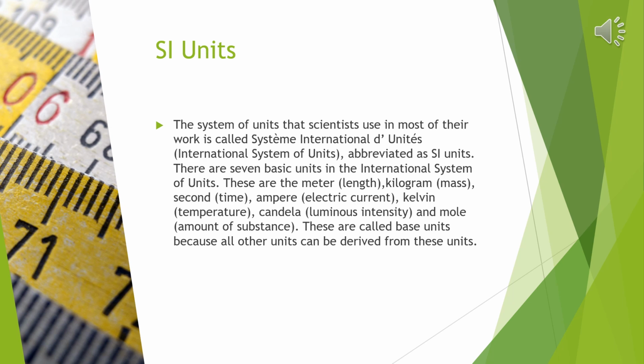The system of units that scientists use in most of their work is called Système International des Unités, International System of Units, abbreviated as SI units. There are 7 basic units in the International System of Units. These are the meter, length; kilogram, mass; second, time; ampere, electric current; Kelvin, temperature; candela, luminous intensity; and mole, amount of substance. These are called base units, because all other units can be derived from these units.